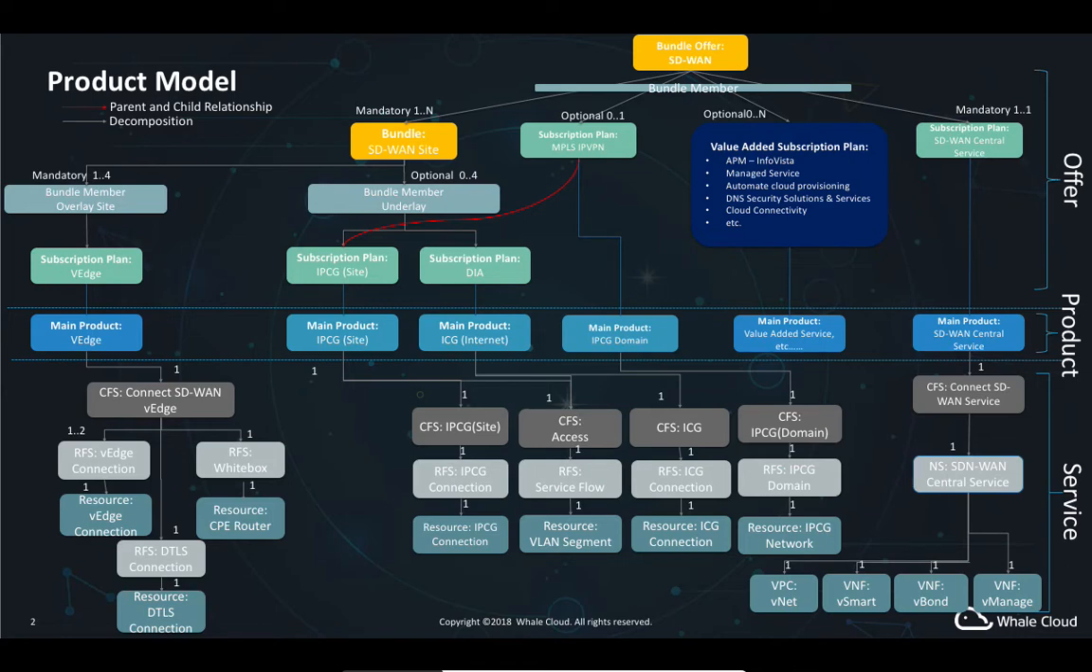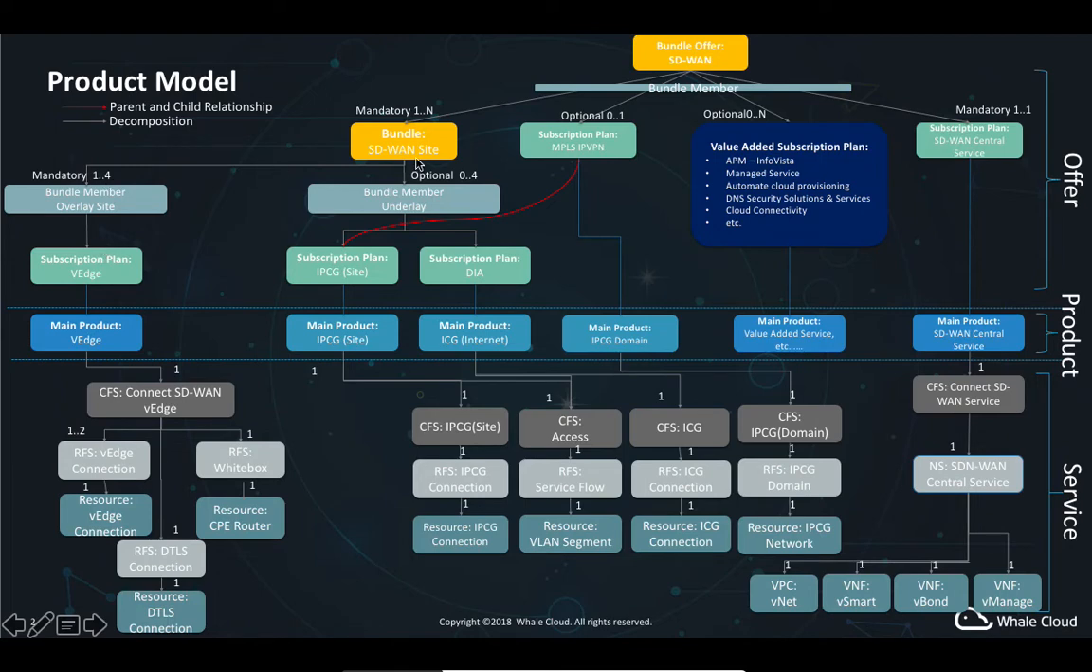The top layer is the offer layer, where you can see concepts such as subscription plans. A subscription plan is a combination of the main product, related product, some goods product, as well as the price plans. After you have subscription plans, you can form a bundle. For example, the SD1 side bundle can include multiple subscription plans.